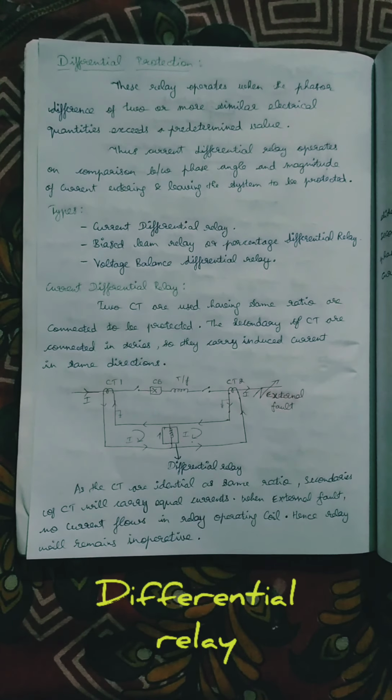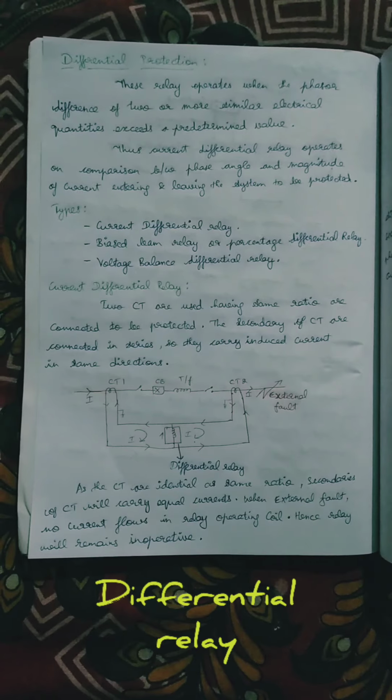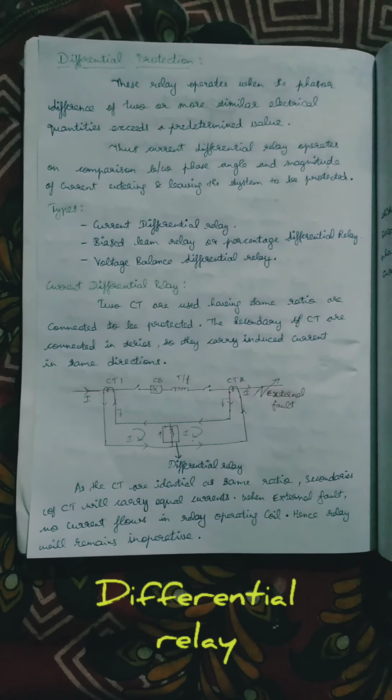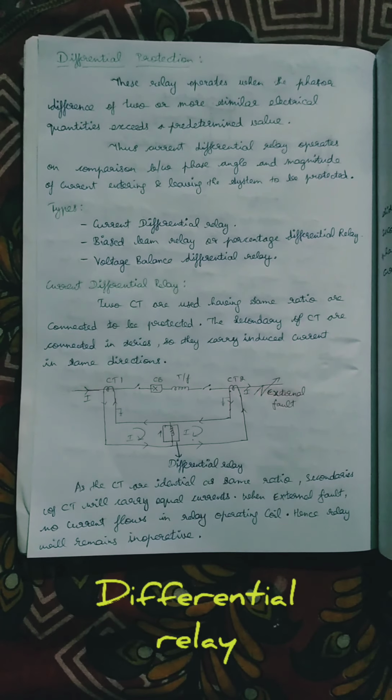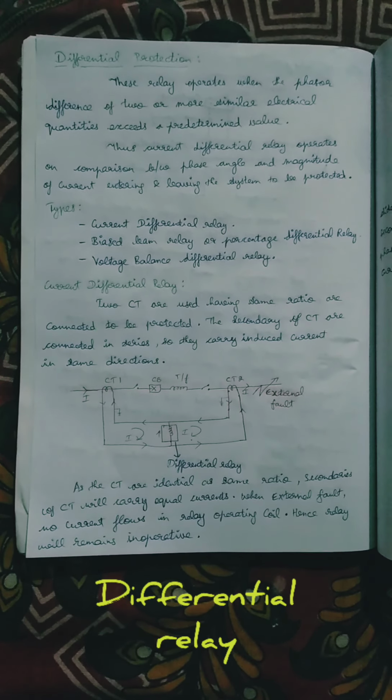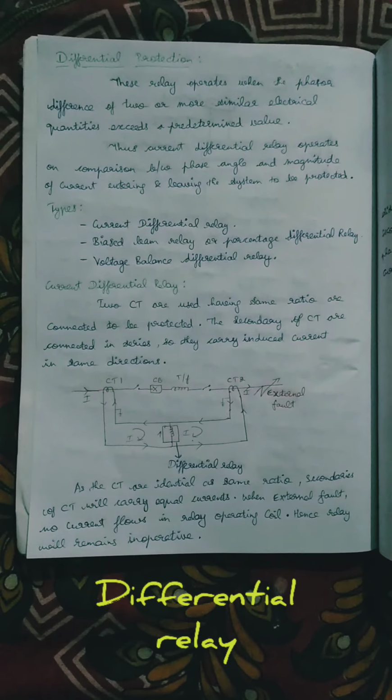For example, a current differential relay operates on a comparison between the phase angle and the magnitude of the current entering and the current leaving the protected zone of the system.